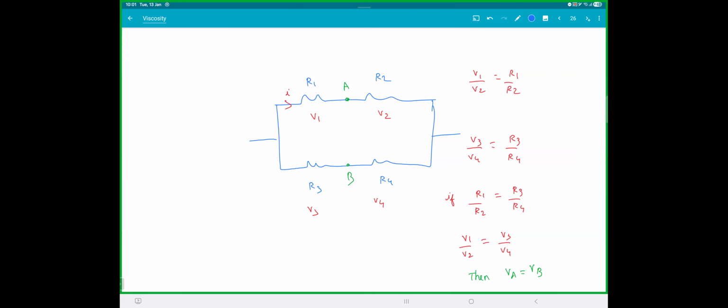If VA and VB are equal, if you keep any resistor between them, what will happen? Current will not flow through it, isn't it? Because there is no potential difference. Is that logic making sense? If VA becomes equal to VB, then for any resistor between A and B, there will be no current.